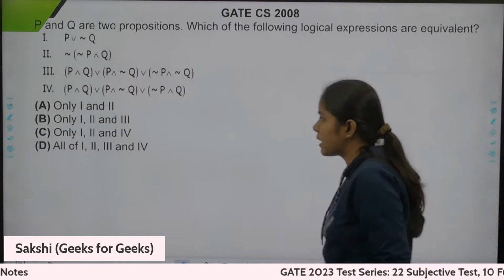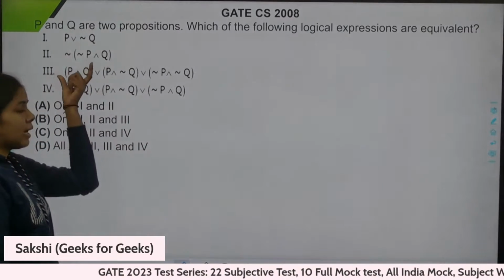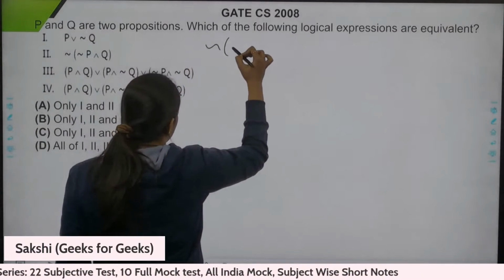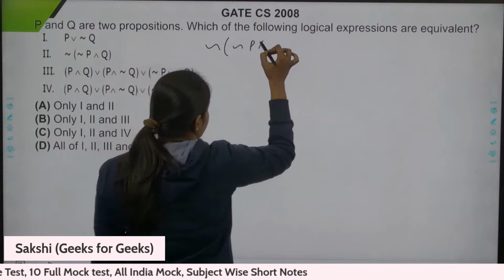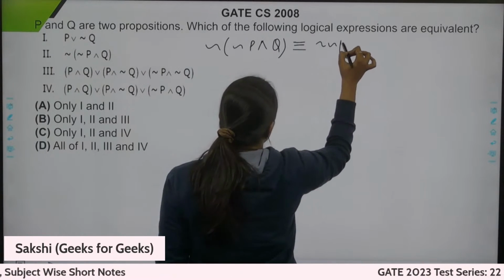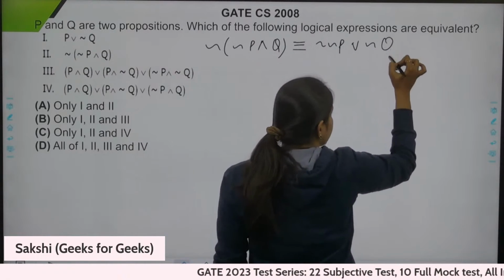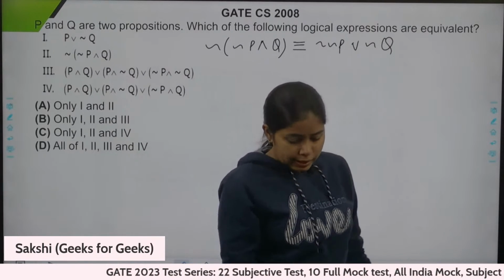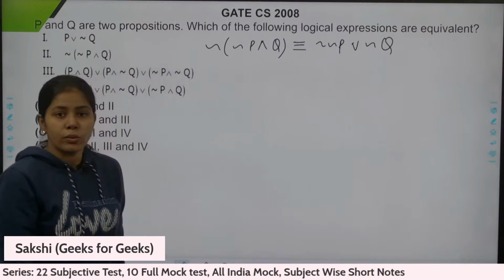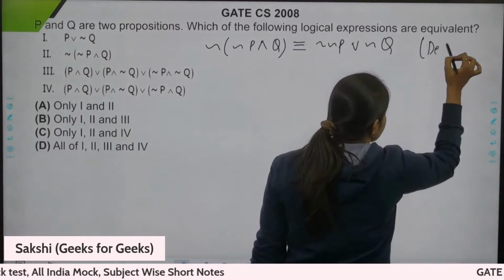The second statement says negation of (negation P and Q). I know that I can apply DeMorgan's law in this statement. What would it become? Negation of (negation P and Q) is equivalent to negation of negation P, or, and will become or, and it will become negation Q, right? Is it clear? Negation of (negation P and Q) becomes negation negation P or negation Q. What we have done? We have used DeMorgan's. So let's write it down here that we have used DeMorgan's law.